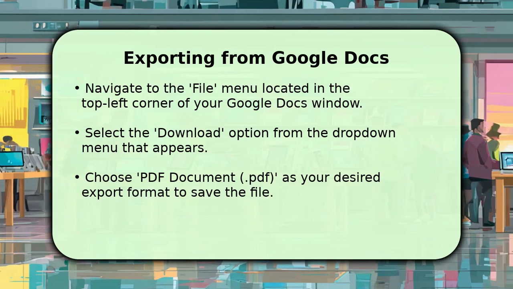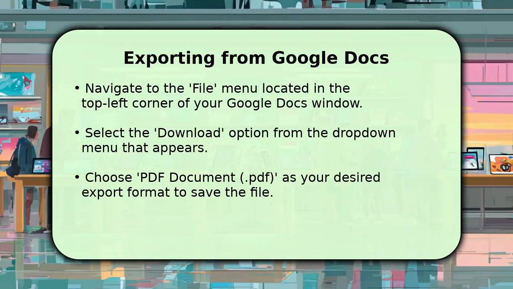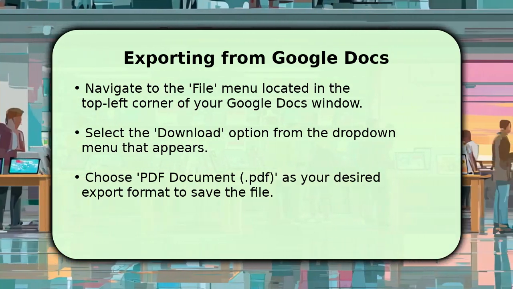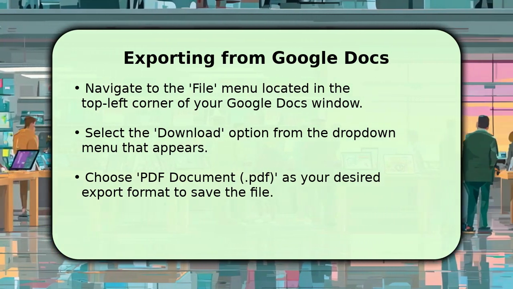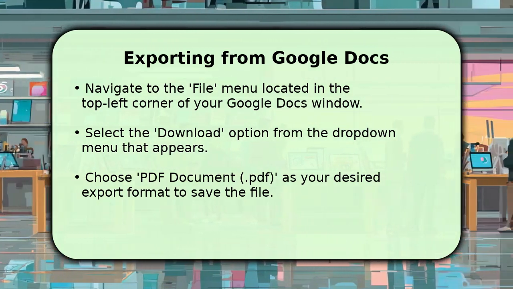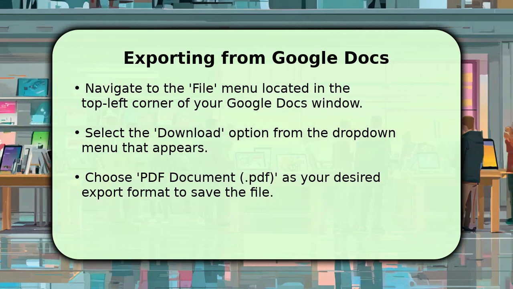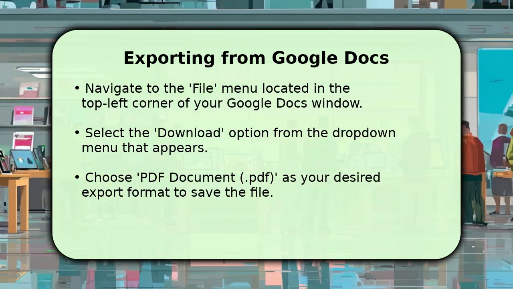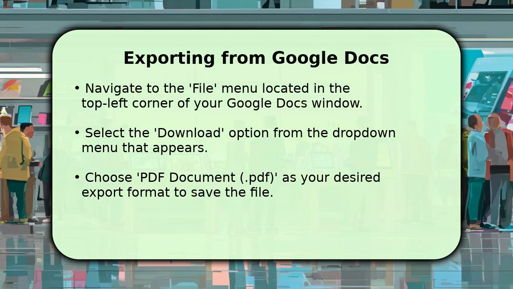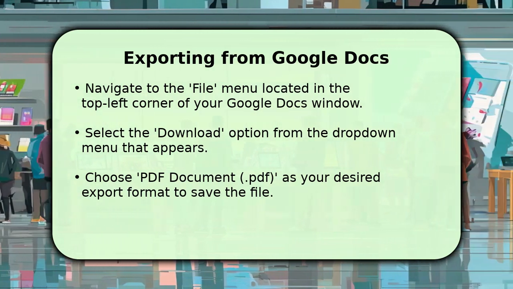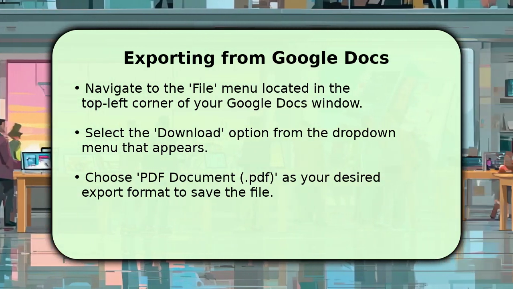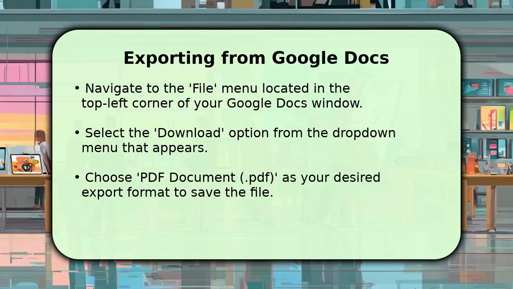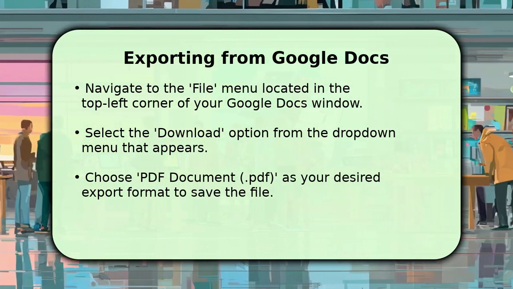Once your Google Docs document is complete, head to the File menu at the top of your screen. From the drop-down options, select Download, and then choose PDF document. Google Docs will then process and download your file directly to your computer's Downloads folder. This method ensures all your document's elements are preserved accurately, giving you a high-quality, shareable PDF within moments.